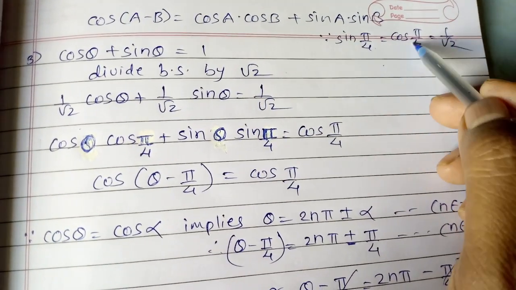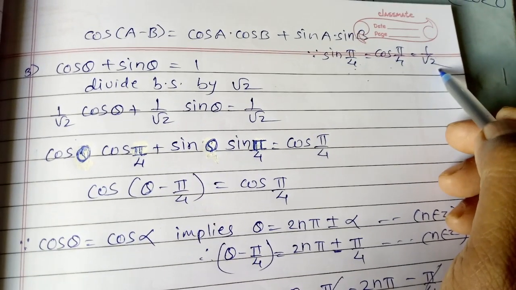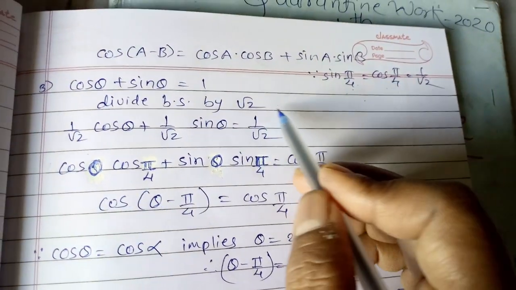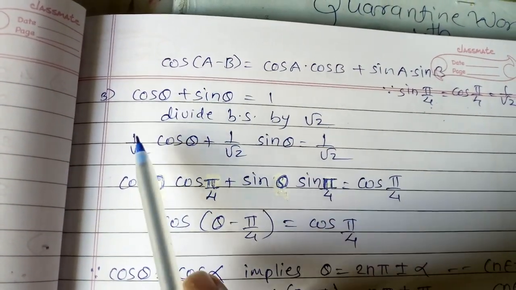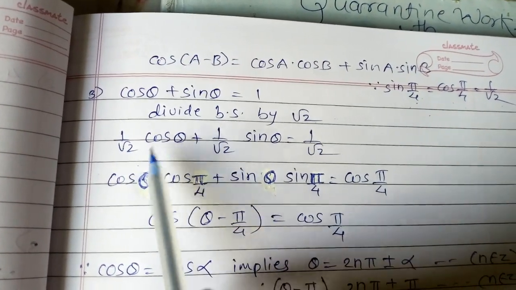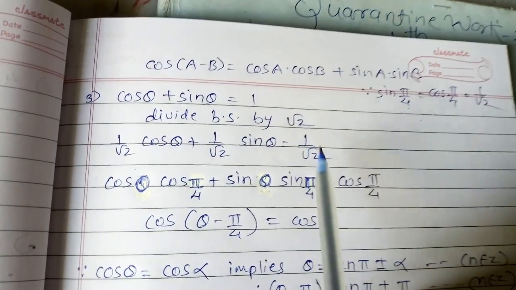The sin π/4 and cos π/4, both ratios have the same value, that is 1 upon √2, so we choose this value. Here we multiply cos theta by 1 upon √2, or divide by √2. Here also we multiply by 1 upon √2, and here also 1 upon √2.